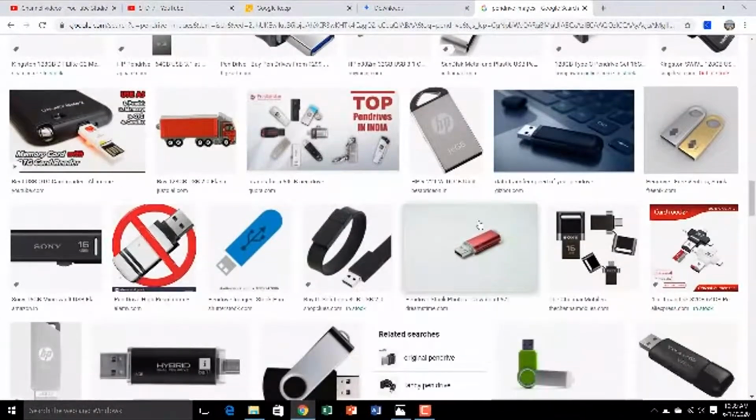So this is an external device. You can attach it to your computer or laptop, or you can store data in this device and move it from one computer to another. So this is an external storage device. Now we will see the images.